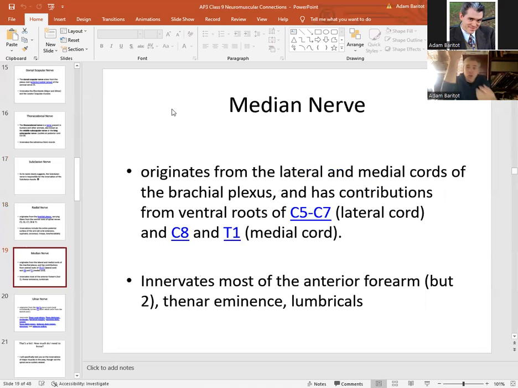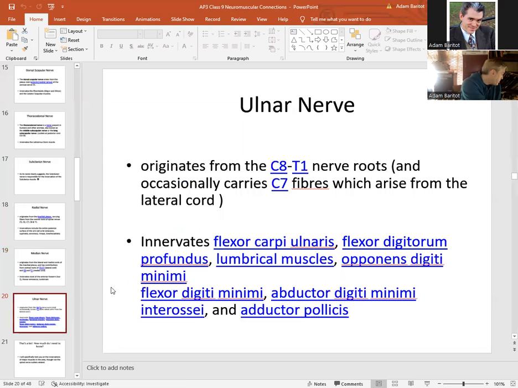Median nerve, we look to the anterior lower arm, and the median nerve is going to accomplish most of the other muscles of this area. Most of the other muscles, and really stop just short of the hand itself. Most of the anterior arm compartment, lower arm compartment, is going to be the median nerve. The exceptions there are going to be the ulnar nerve.